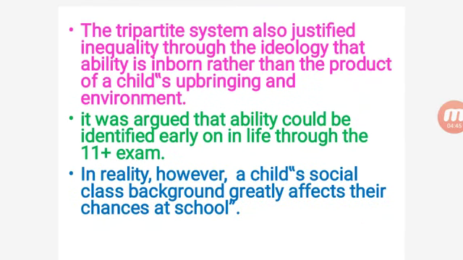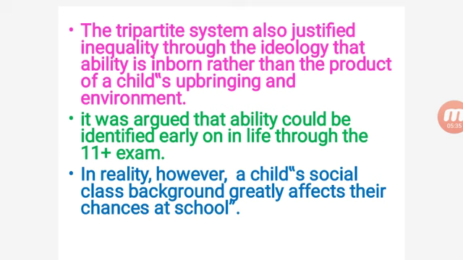The tripartite system also justified inequality through the ideology that ability is inborn rather than a product of a child's upbringing and environment. So now you see here, the elite class or the special rich class kids had the opportunities to get admission in the school because their upbringing was done in the ideal way, whereas the middle, lower and working class kids didn't have these opportunities according to their environment and surroundings, that they could get quality education or nourishment. So here is the point where inequality in education is produced.